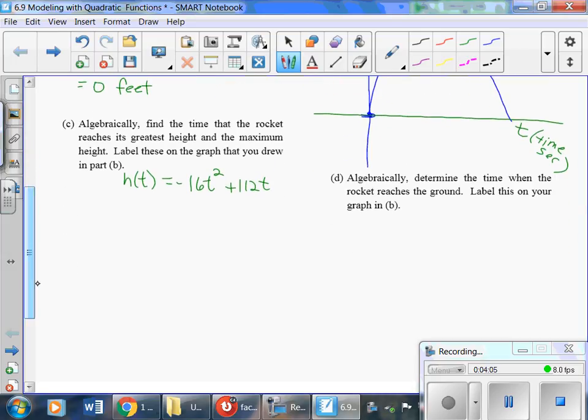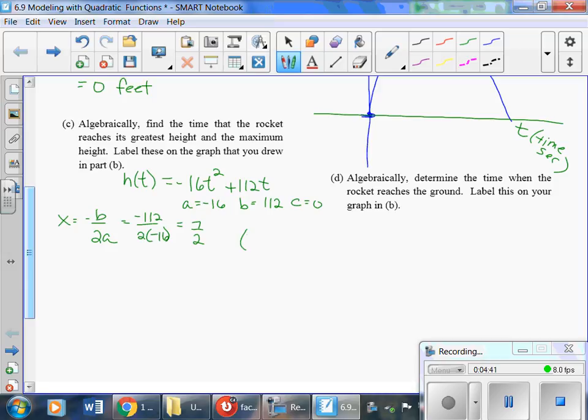So now it tells us algebraically. So just like in the last lesson, to find something algebraically, you have to do it using your axis of symmetry. So I know my axis of symmetry is negative b over 2a. So our a is negative 16, our b is positive 112, and our c is equal to 0, which we don't need. So it's equal to negative 112 divided by 2 times negative 16, which equals 7 over 2. Now remember, our x is our time.